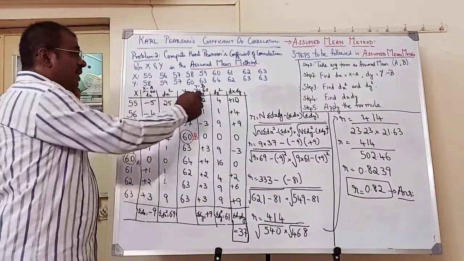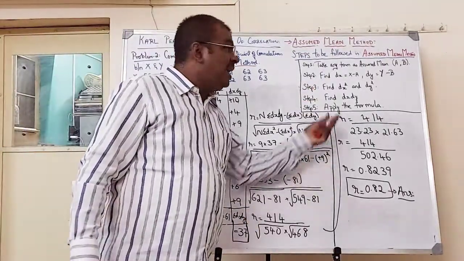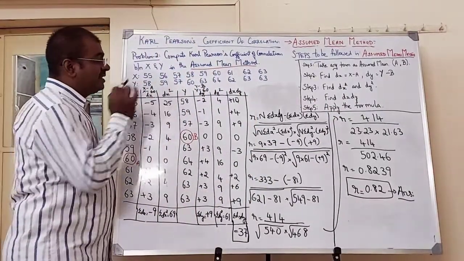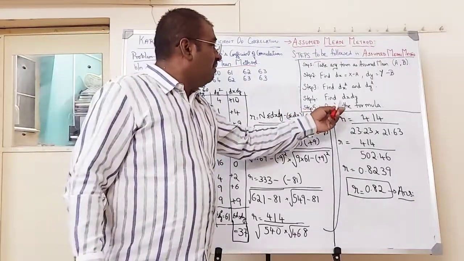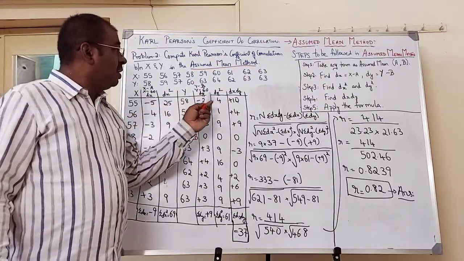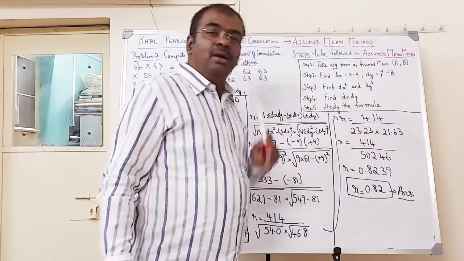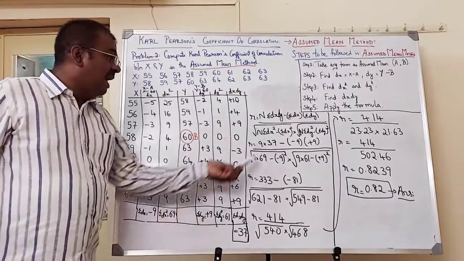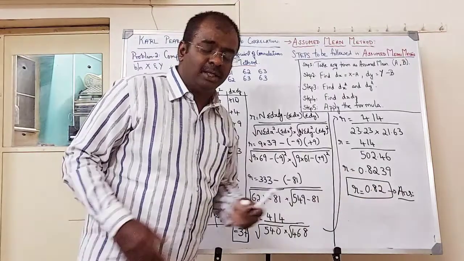Step number 2, dx and dy. Step number 3, we calculate dx square and dy square. We are squaring the deviations of x and we are squaring the deviations of y. And step number 4, we find out the product of the deviations of x and y, that is dx into dy. And step number 5, finally, we're going to apply the formula. So when we apply this formula and substitute the values correspondingly, we get the correlation to be 0.82.